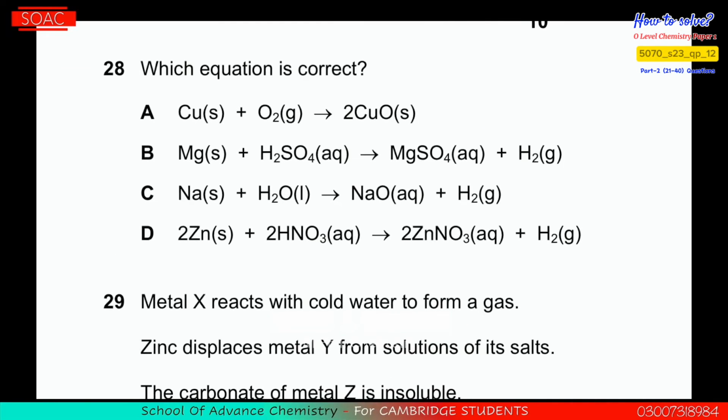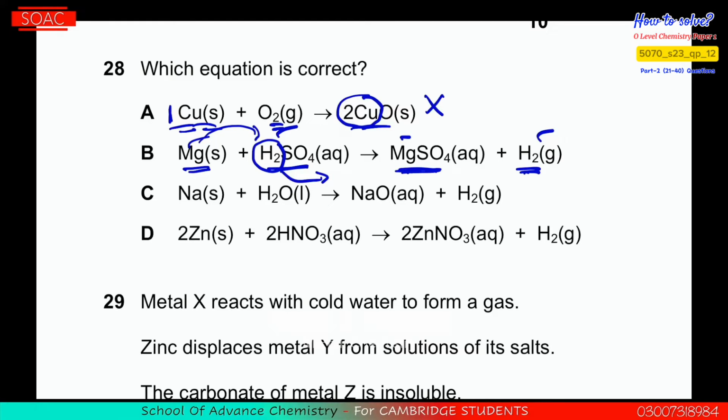Question number 28, which equation is correct? Copper plus oxygen goes to CuO, and this equation is not balanced. 2 copper over here, 1 copper over here, so it is an incorrect equation. Magnesium plus H2SO4 goes to magnesium sulfate plus H2, and this is a displacement reaction. Magnesium is going to displace hydrogen, and the equation is balanced: 1 magnesium, 2 hydrogen, 1 SO4, 1 SO4. Yes, B is the correct option. B is the correct equation.